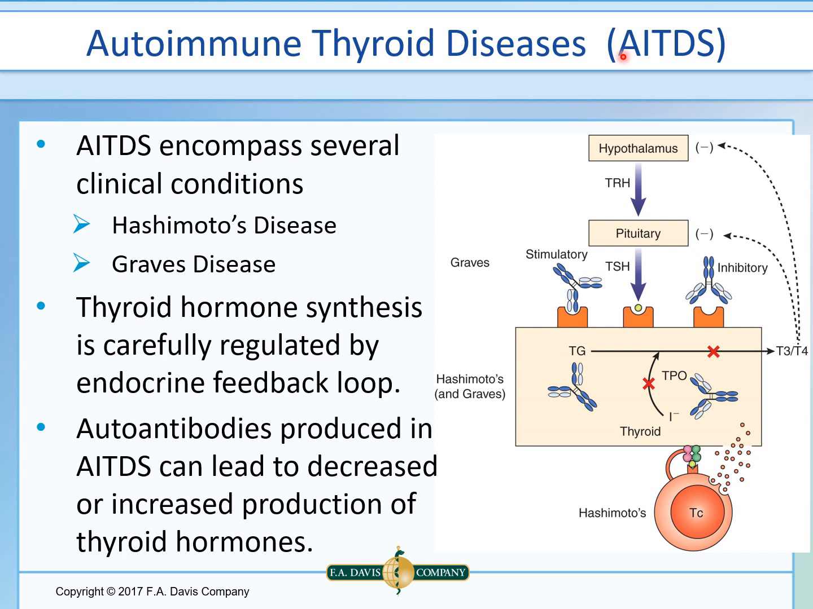So if the levels of T3 and T4 become too high, they inhibit the release of TRH and TSH to decrease the thyroid hormone production.